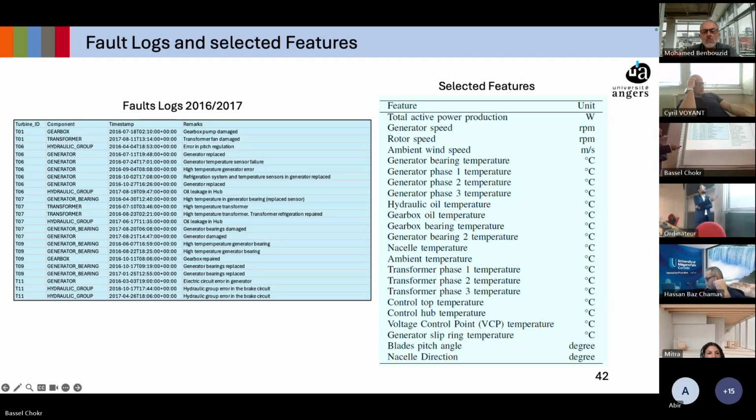Here are the selected features out of the 81, as the 81 included statistical features at minimum, for example, for the nacelle temperature, we have the minimum value over 10 minutes and the maximum value and the mean value.